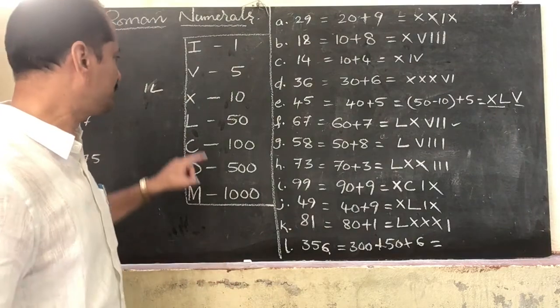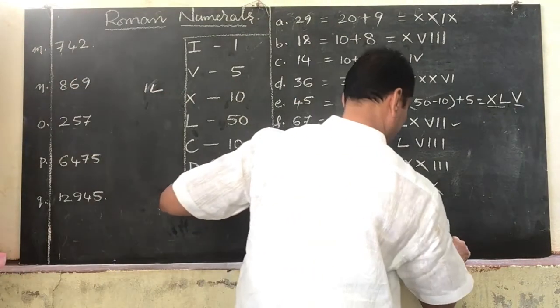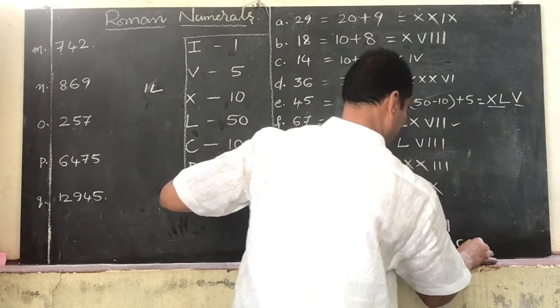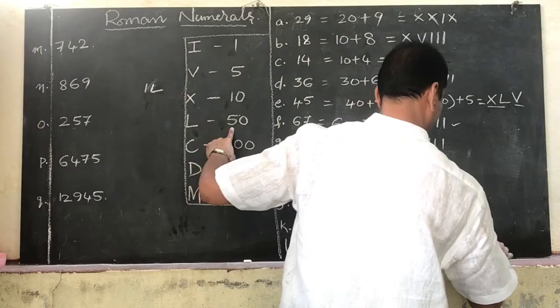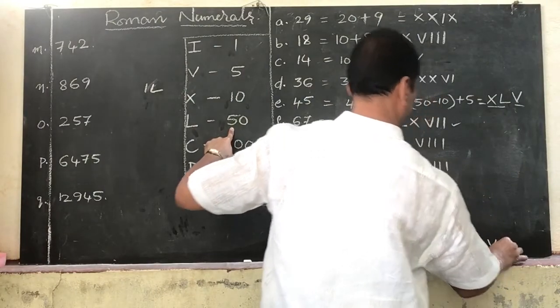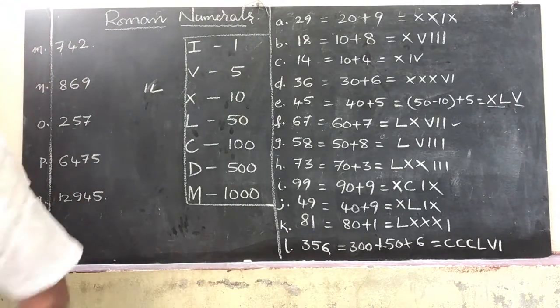300: C can be repeated a maximum of 3 times. 100 is equal to 300. 1, 2, 3. 300. 50 is L. 6 is VI. That is 356. Now check these numbers carefully.